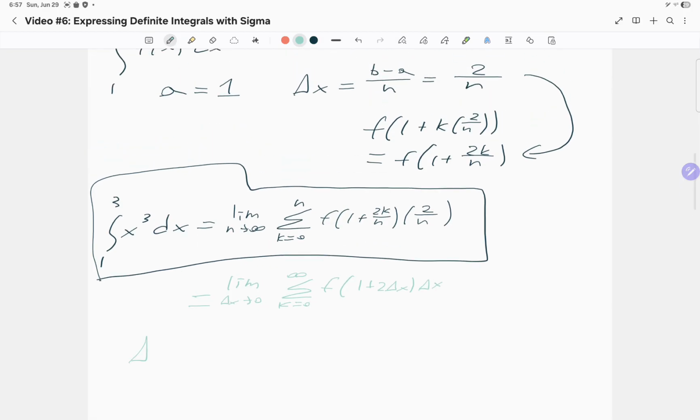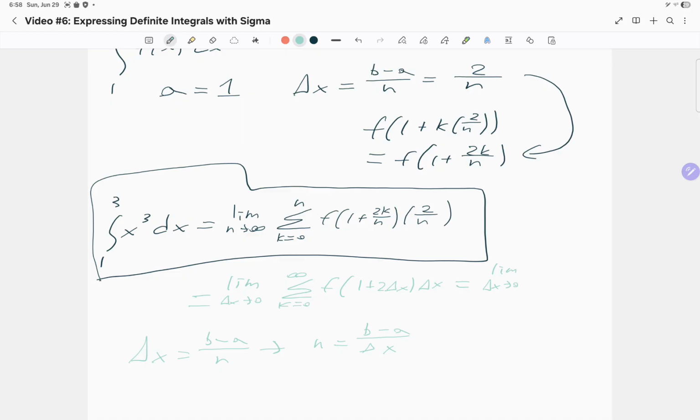If we have delta x equals b minus a over n, you can solve for n, and it's going to be n equals b minus a over delta x. So I guess we can have this at the top of the sigma instead, which is going to look quite weird, but if you really wanted to, you can write this as limit as delta x approaches 0.